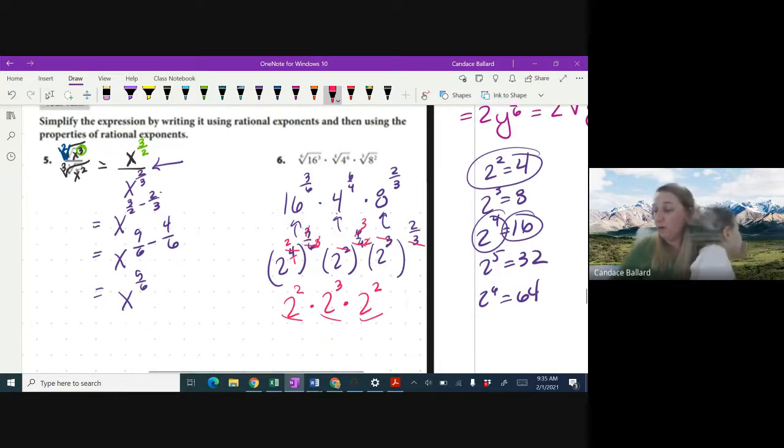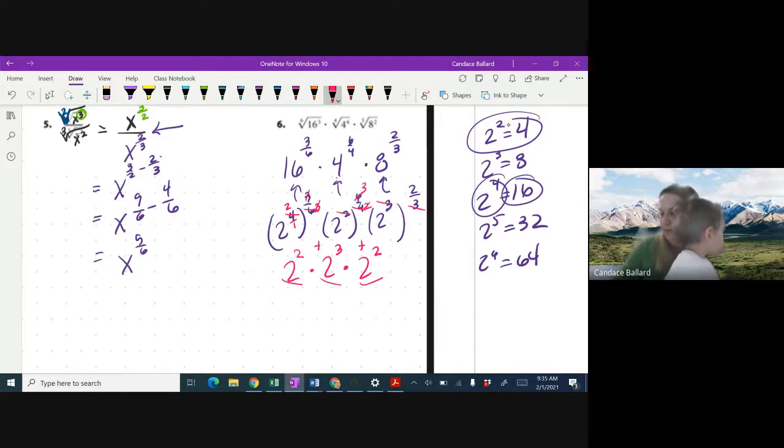All right, nice job. We are going to add those exponents up because we have the same base of 2. So 2 plus 3 is 5, plus 2 is 7. So all I need to know is what 2 to the 7th is.